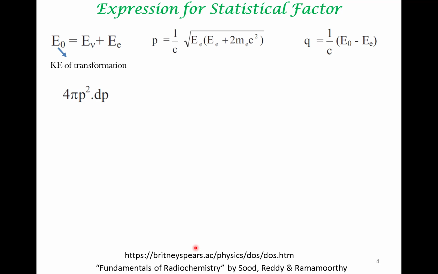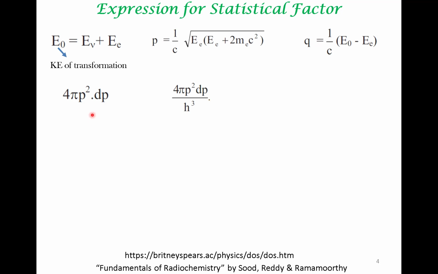What you try to do is count the number of states in momentum space, right? So what you do is construct a shell of radius p, and the thickness of the shell is dp. The volume of the shell is this quantity. All this is elaborated on this website. You can go through this, but you may also have done this in your statistical mechanics class.